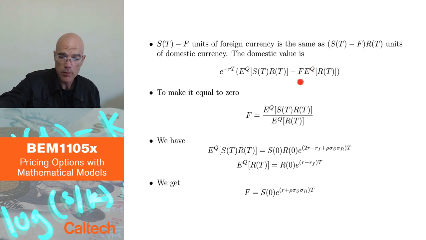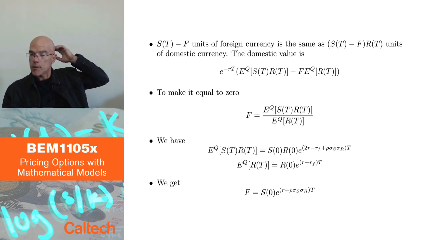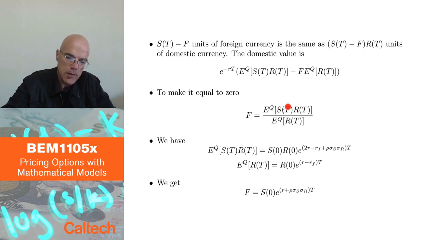What do I want? I want the formula for F. I want to find F such that this is 0. As usual for forward contracts, I want the initial price to be 0. So if I set this equal to 0 and solve for F, F has to be equal to the ratio of the expectation under Q of S times R over the expectation under Q of R. That's what F has to be equal to. So now it's just a question of computing these expectations.